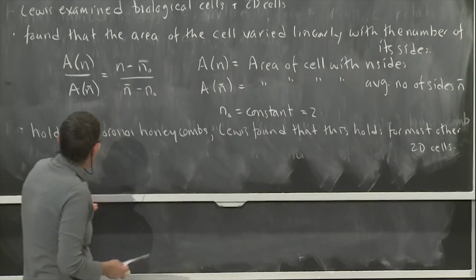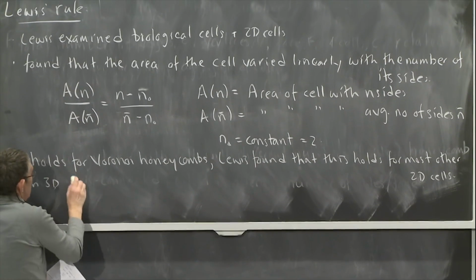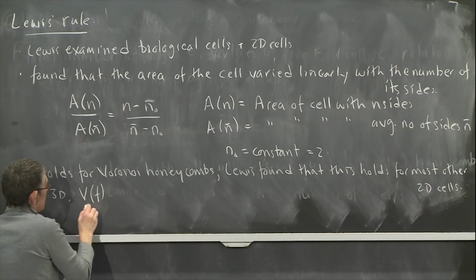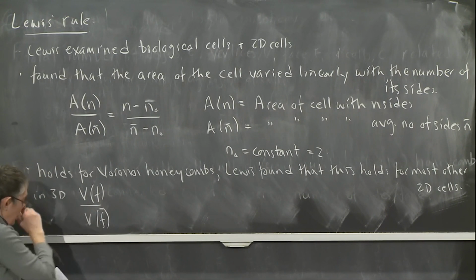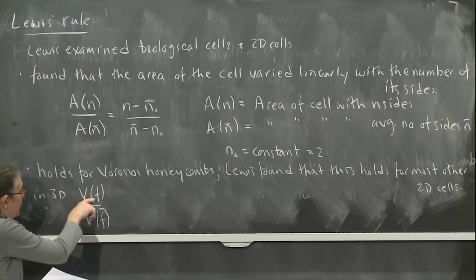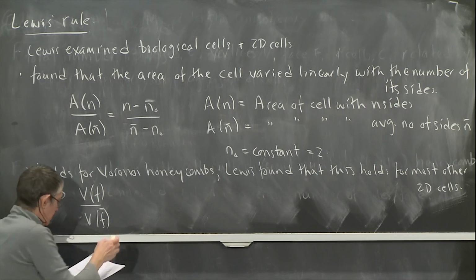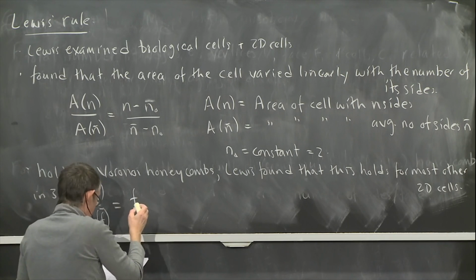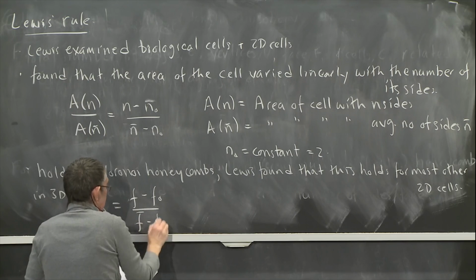And then you can write a 3D version of this as well. And in 3D, it's the volume and the faces instead of the areas and the number of sides. So you can say that the volume of the cells with F faces relative to the volumes of the cells with the average number of faces, they vary linearly with the number of faces. So there's sort of an exactly analogous expression here.